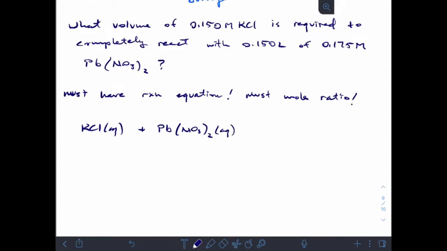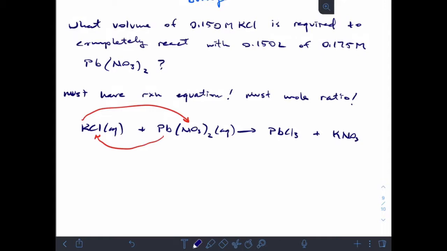So I'm going to do a double displacement reaction. I'm going to put the potassium with the nitrate and the lead with the chlorine. And I know that this is lead 2 because I have 2 nitrates, and each of those nitrates is a 1- charge, so I know that this is lead 2+. So my product will be lead chloride and potassium nitrate.